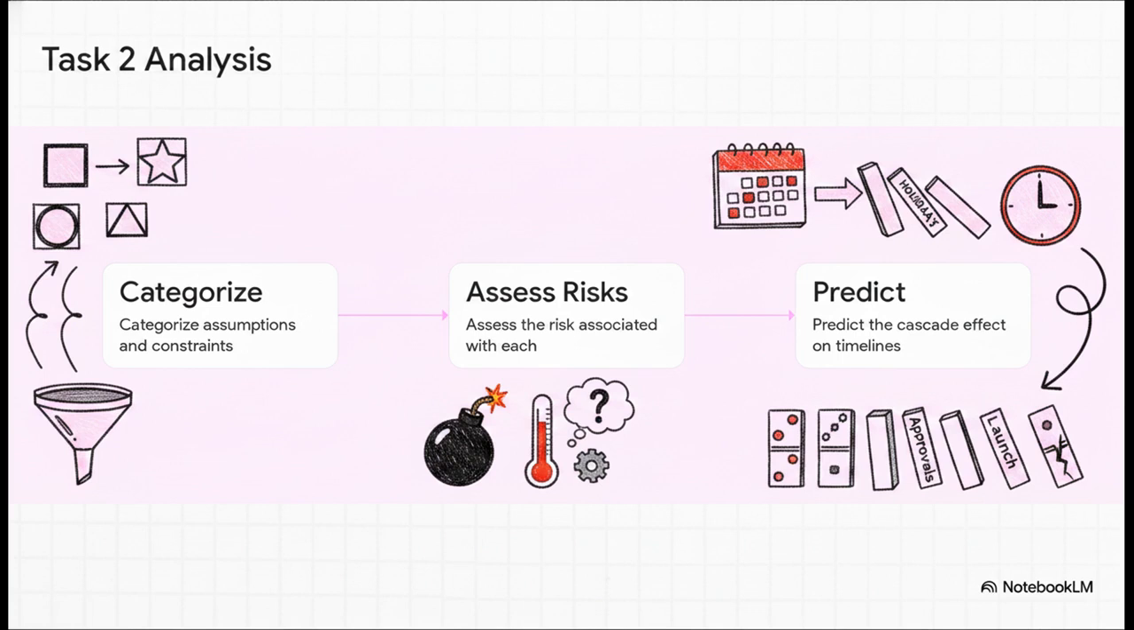Think about it like a row of dominoes. Say you assume standard working hours, but then a major stakeholder holiday season hits. Suddenly approvals are delayed, which stalls development, which pushes back your entire launch date. Understanding how those relationships cascade is the absolute hallmark of a true risk management professional.